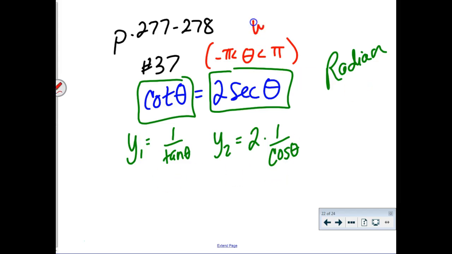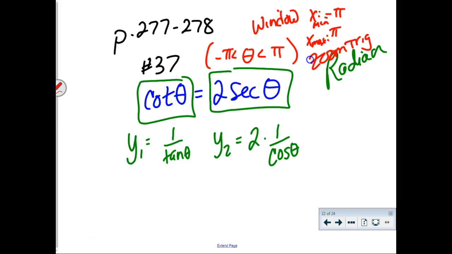And then for your window, I want your x's to go from negative pi to pi. So x min, x max. Then I want you to hit zoom trig, because you've defined your theta to go from negative pi to pi, and then it will manually adjust everything else for you. And you're going to see some weird horseshoe looking things, and then you're going to see a weird cotangent graph, and they're going to cross apparently twice.